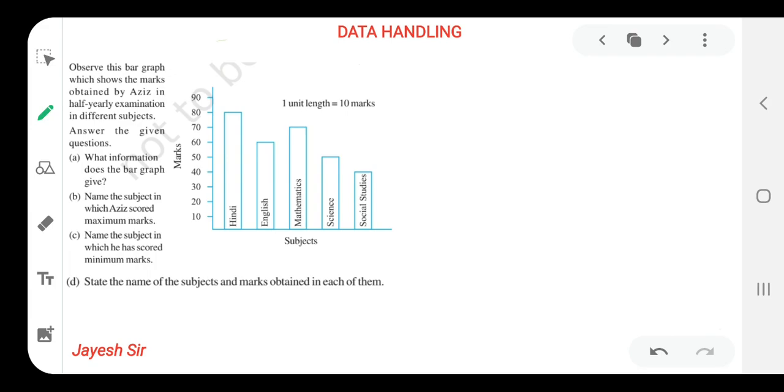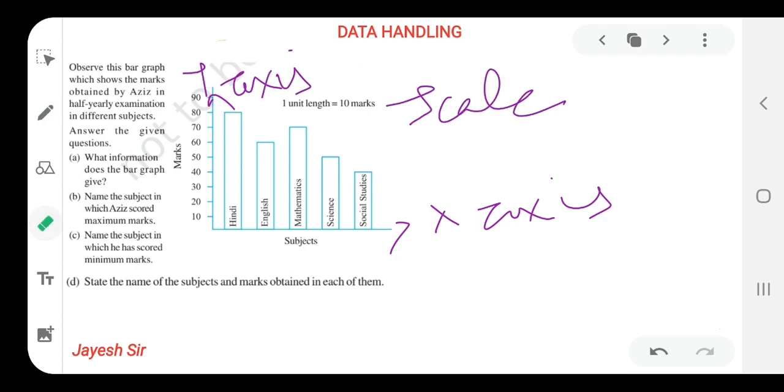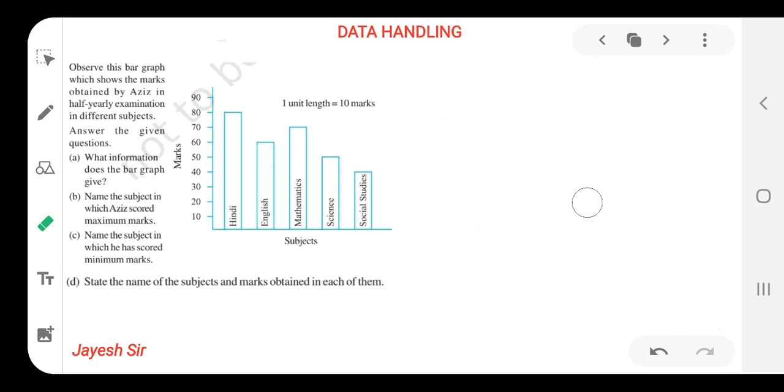Yes, friends. Now again I'm going to repeat. This is the x-axis, this is the y-axis, and this scale is given over here. I hope you all might be clear with that. So let us answer the questions based on this bar graph. What is the first question? What information does the bar graph give?